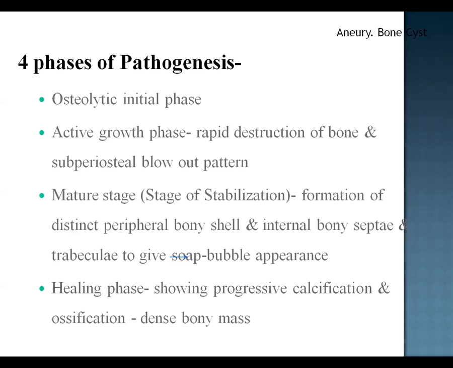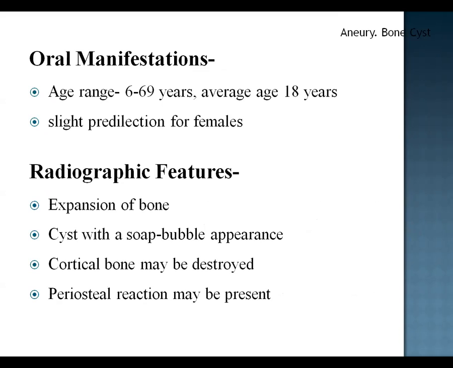Four phases of pathogenesis: the osteolytic initial phase, the active growth phase with rapid destruction of bone and subperiosteal blowout pattern, then the mature stage or stage of stabilization, with formation of a distinct peripheral bony shell and internal bony septa that rapidly produce a soap bubble appearance. Then the healing phase, showing progressive calcification and ossification, dense bony masses.